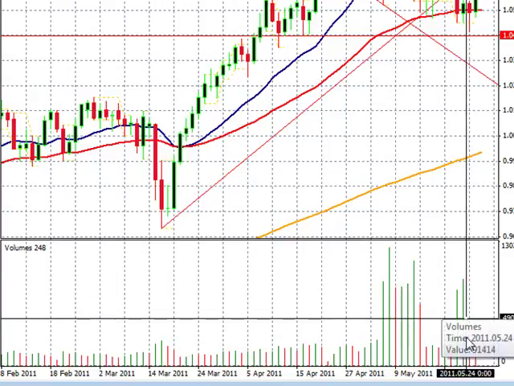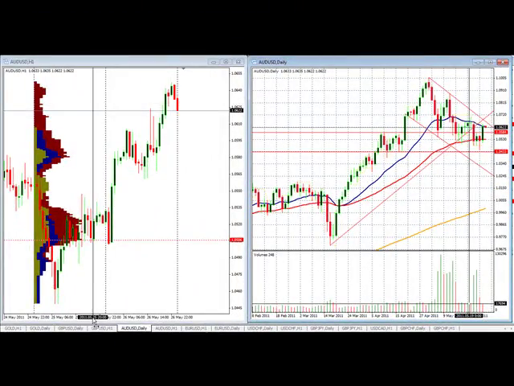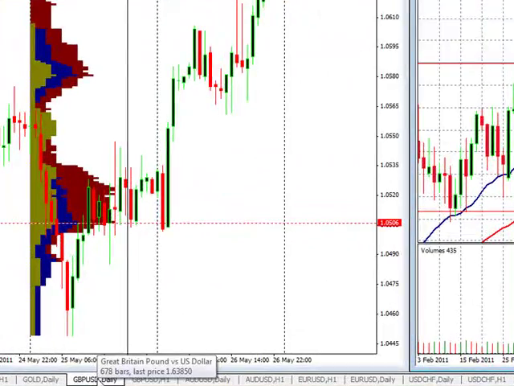So we'll see what happens tomorrow going into the holiday weekend in the States, whether or not there's going to be some sellers defending that 20 moving average. Our final currency pair that we want to look at is the pound dollar.